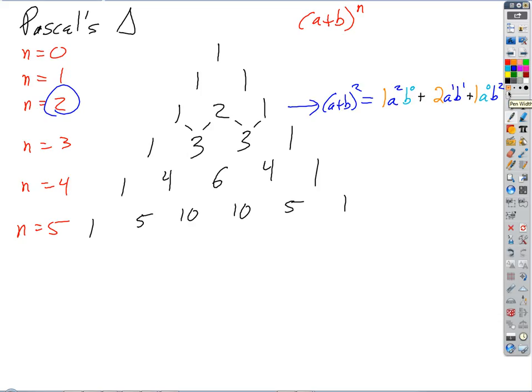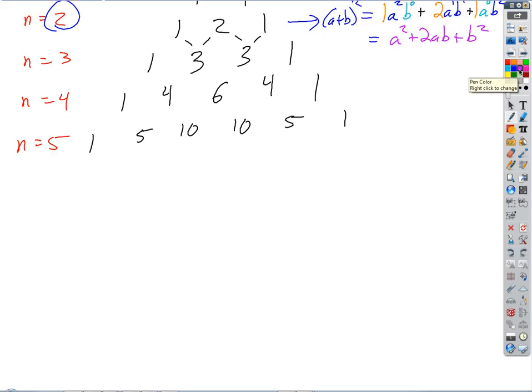Now that's not how we would write that though, right? How we would write that would just be a squared plus 2ab plus b squared. Well, that looks familiar. You knew that expansion already, right? But it's consistent with Pascal's triangle, right? So then what if we went down to this bottom one? What's that telling us?